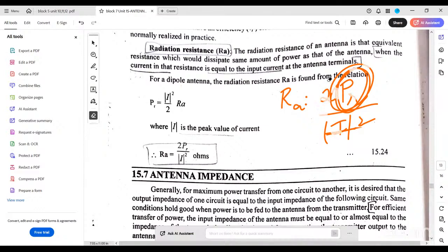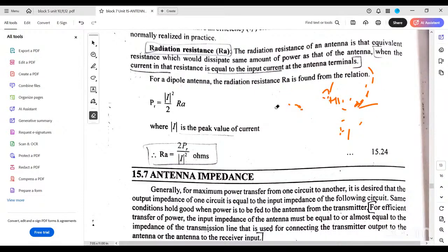I will repeat once again. Here we are taking two currents. What are the two currents? The input current and the current in the resistance. When both are equal, at that time some power is generated. Using that, we are defining the radiation resistance RA. You have to write the definition based on the formula. What is the formula? The radiated power formula.